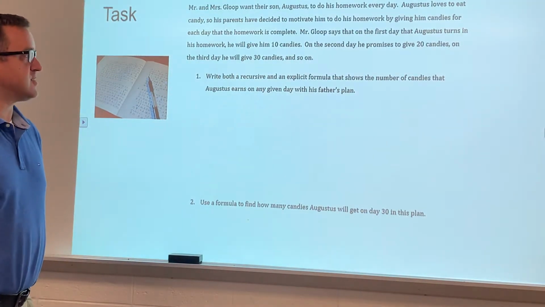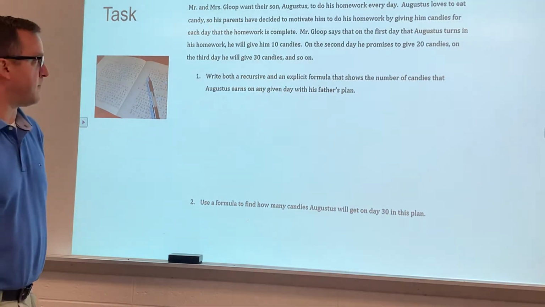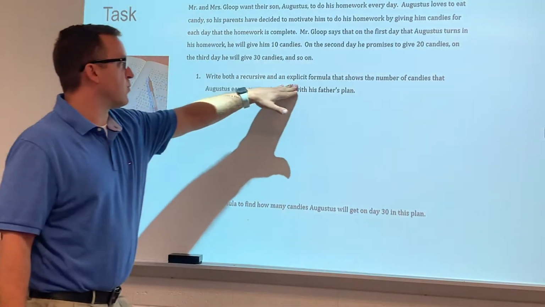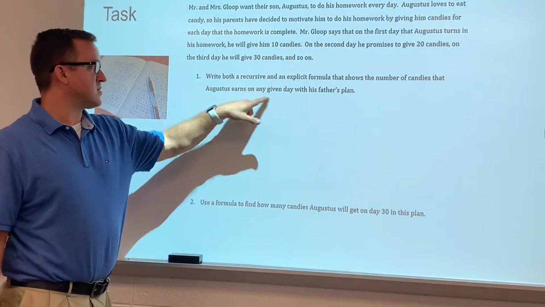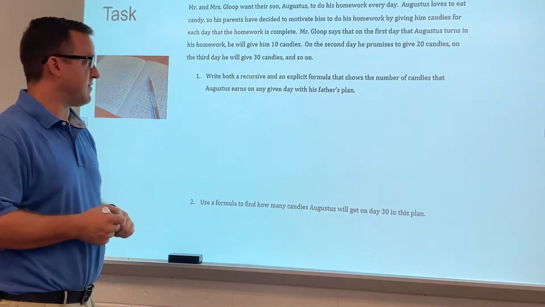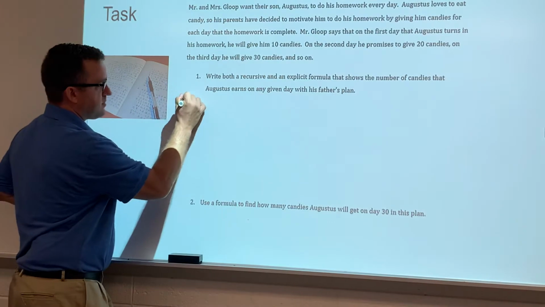Mr. Gloop says on the first day he turns in his homework, he's going to give him 10 candies. On the second day, 20 candies. On the third day, 30 candies, and so on. So write both a recursive and explicit formula that shows how many candies he earns on a specific day. Well, first, what I'm going to do is just create a table.